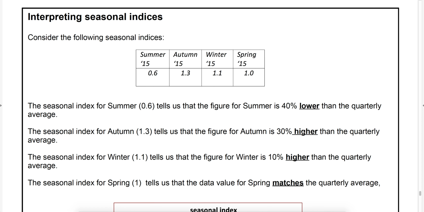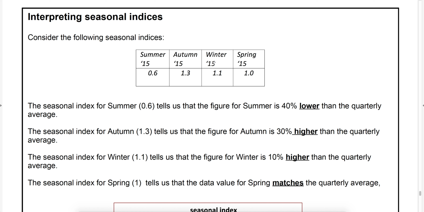Here we have another set of data. This is from summer, autumn, winter and spring 2015. And we've got the seasonal index of each season written underneath. So what you'll see here is that there is one that is exactly 1. I said that can happen. These two here are slightly over and this one is under. So what does this seasonal index of 0.6 actually mean?